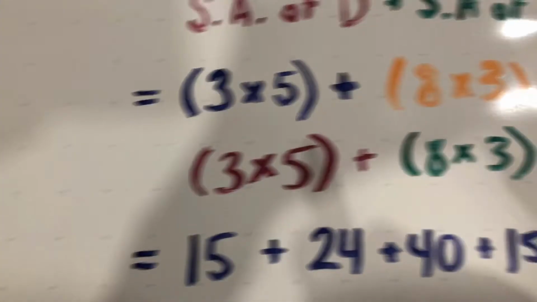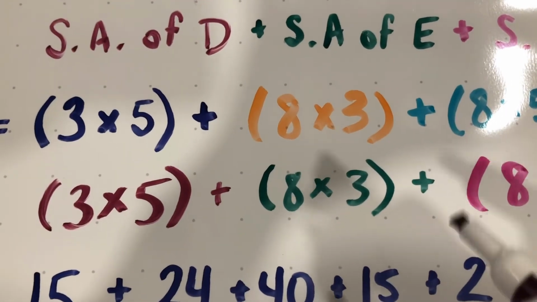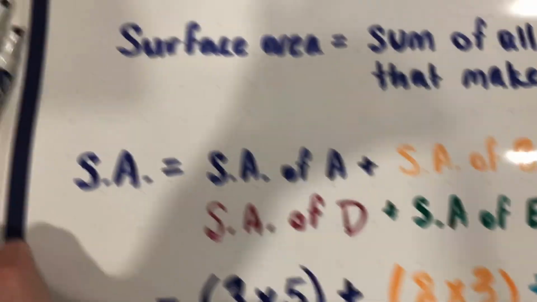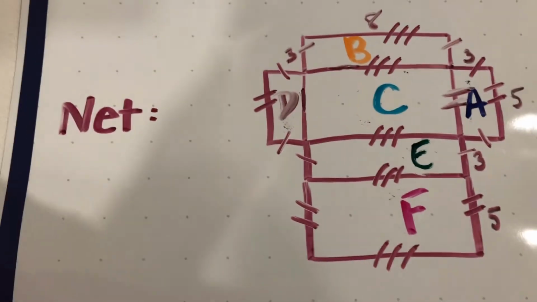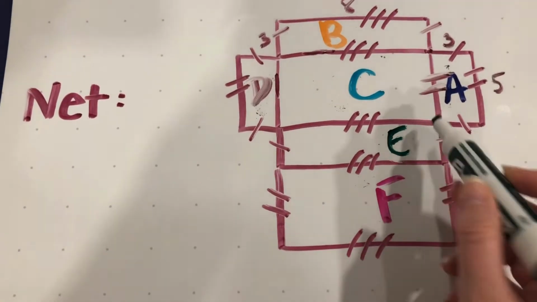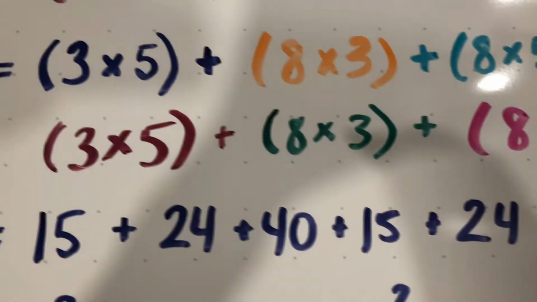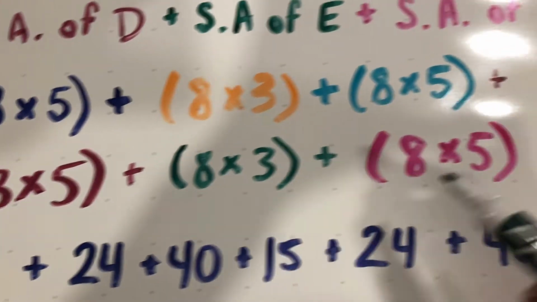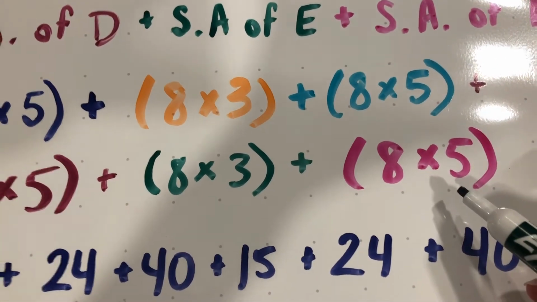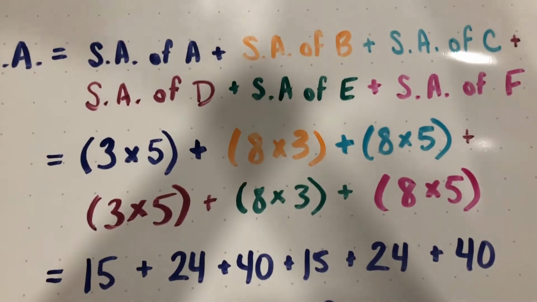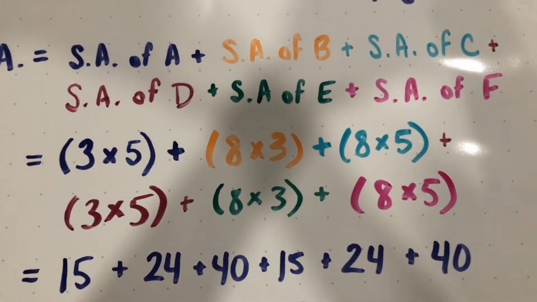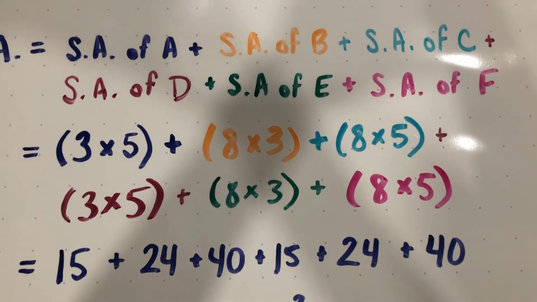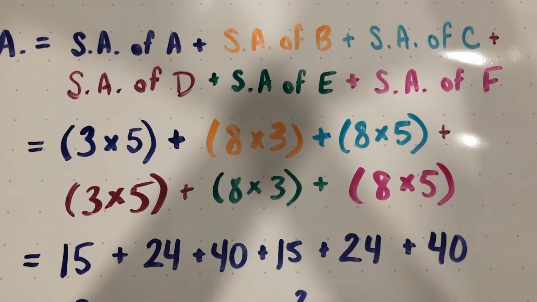And that's D. So for the surface area of E, we're looking over here. We see that 8 times 3 is going to be our calculation. We plug that in. And the last one is going to be 8 times 5. Now I want you to look at these 6 multiplication equations and see if you notice anything.